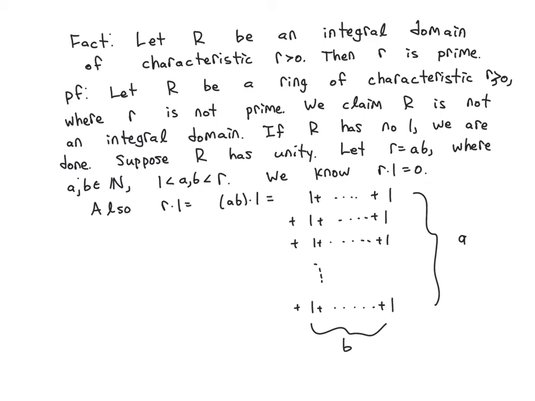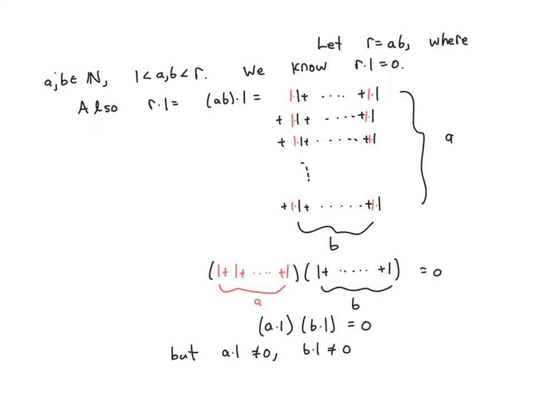We're going to use a very sneaky trick here. We know that r times 1 is equal to 0 by definition of characteristic, and r is a times b. So we're adding 1 to itself ab times to get 0. I'm going to write it out in a rows of 1s, with b entries in each row. Now we're going to use the fact that 1 is a multiplicative identity to replace 1 with 1 times 1, and I'm going to factor out the common 1, the black 1, in each row.